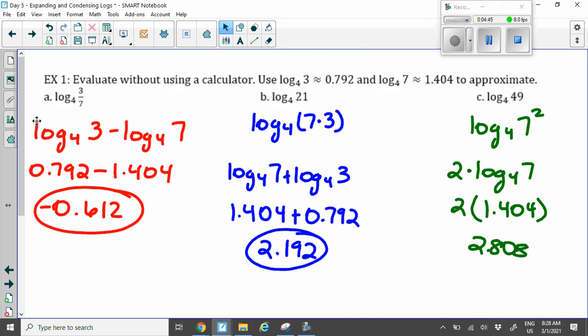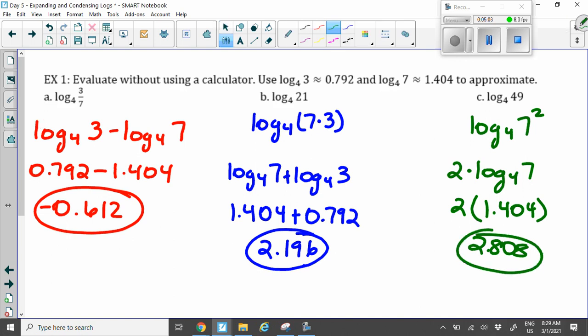Okay? And I just realized on my last one, I did not plug this into my calculator correctly, so I'm going to redo this. Plus 0.792. There we go. The only thing that changes is it should be a 6 instead of 2. So make sure you make that correction there. Okay, so 2.808. If you did the product property or the power, you will get the same answer.